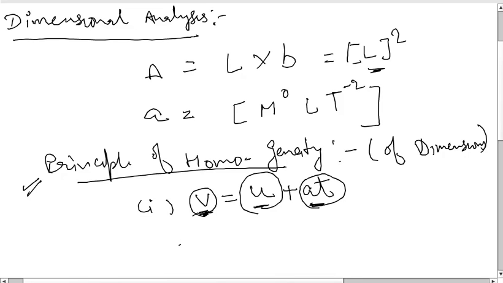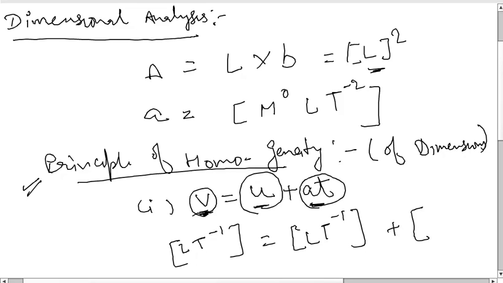So we can see here, the dimension of the left hand side is L T^-1, velocity, meter per second. Then this is the initial velocity, again the same dimension, L T^-1, plus. Okay, so now what are the dimensions of acceleration? Meter per second square, into time, so this will be meter per second again, so again it will come out to be L T^-1.